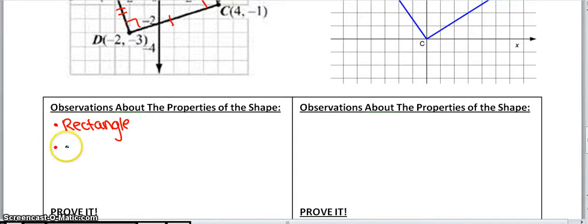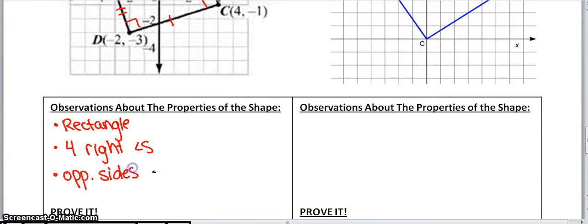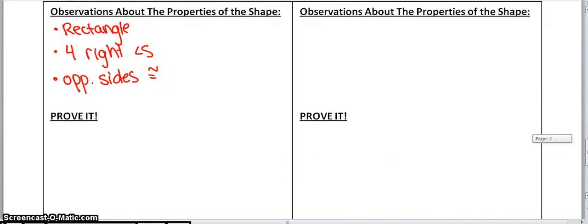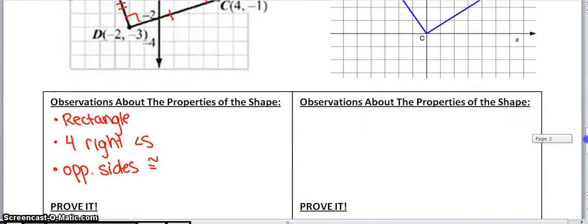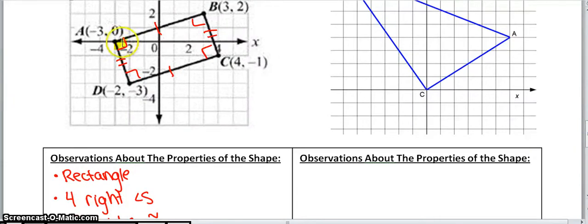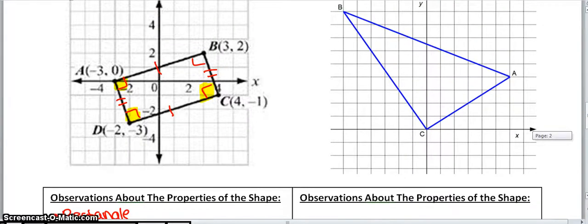It looks like there are 4 right angles. Okay, looks like opposite sides are congruent. Now, it's not enough, as we've learned, to say it. You have to prove it with math. So the one thing we know how to prove is how do I know if these lines make a right angle, which is what I've talked about up here.